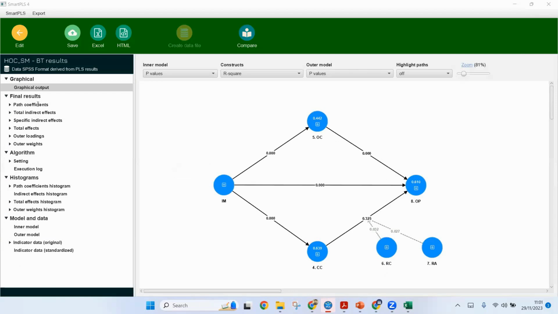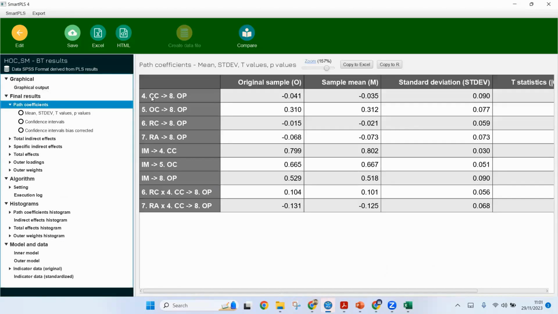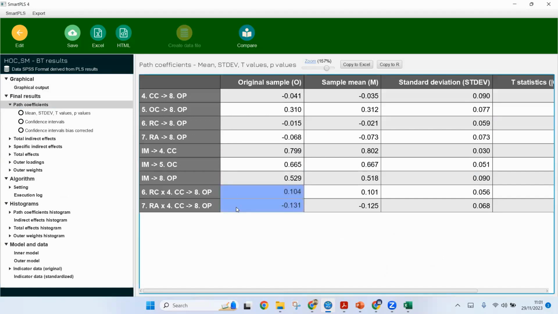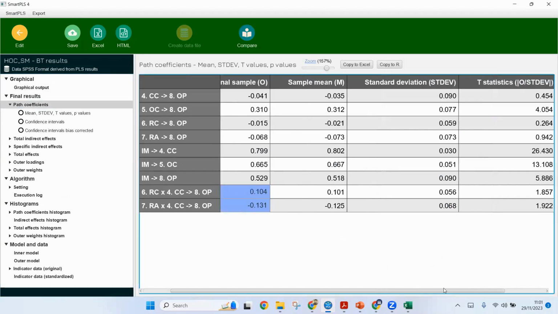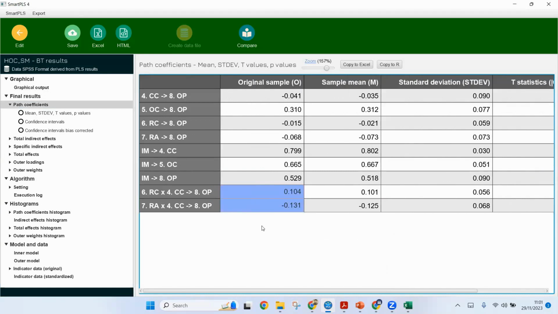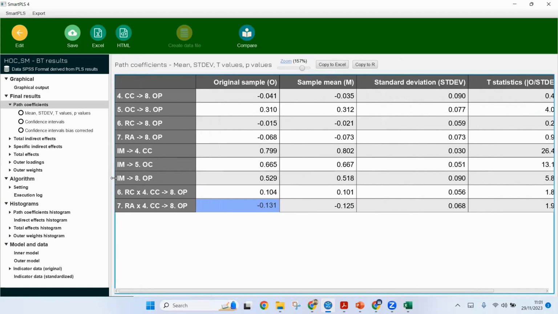Now look at the path coefficients. Now the interpretation will be the same as well. Now here is the interaction. Is it significant? Well, yes, both of them are significant. Now see this one. This one is weakening. Now this is a very interesting result. Let's discuss this because most of you will have these issues. So I'm going to discuss two things now here with respect to moderation.